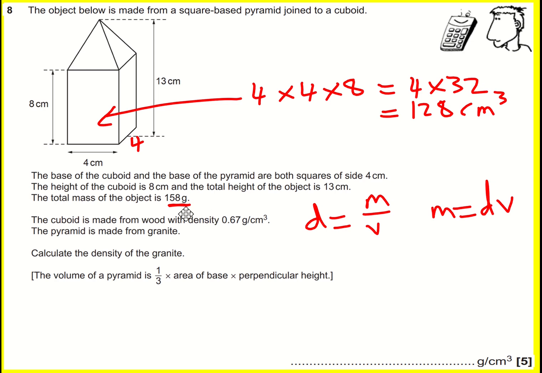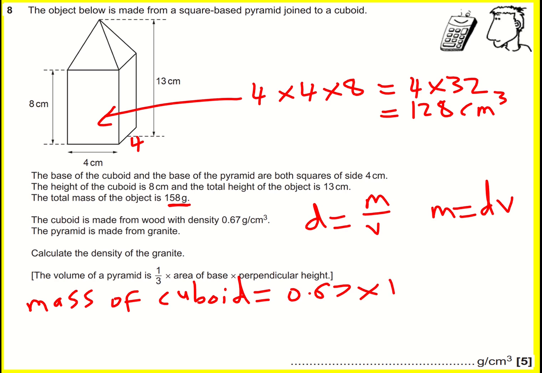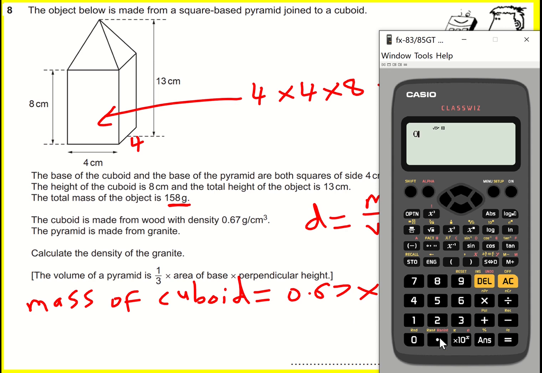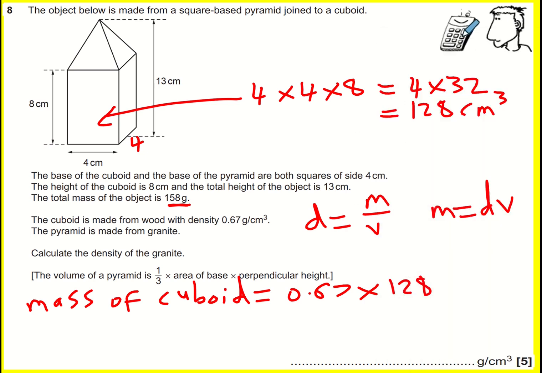So if I want the mass of the cuboid, then it's going to be the density, 0.67, multiplied by the volume, which is 128. And we get 85.76.